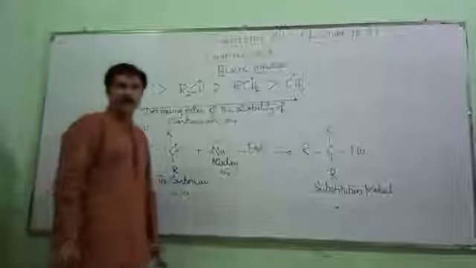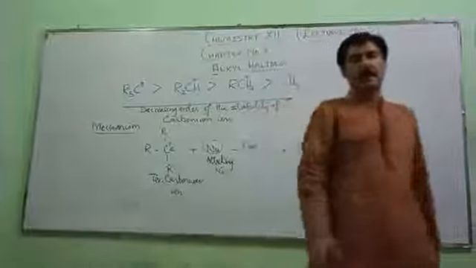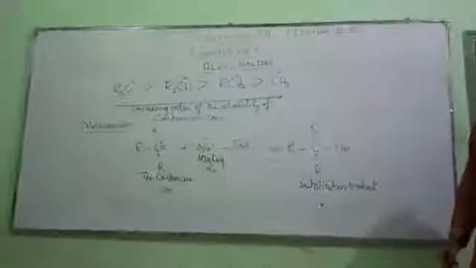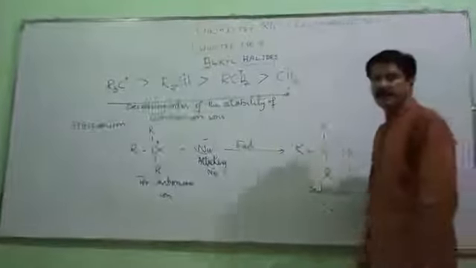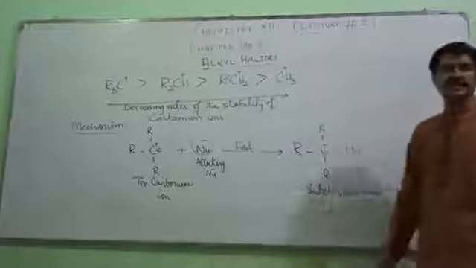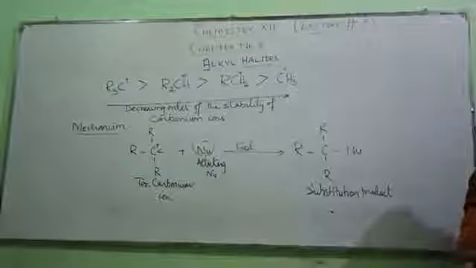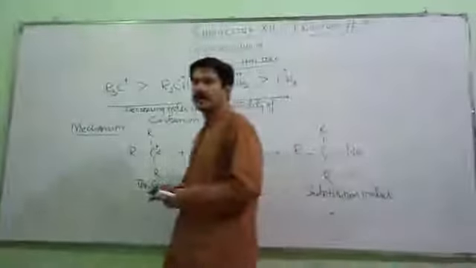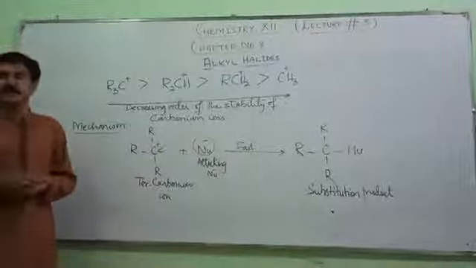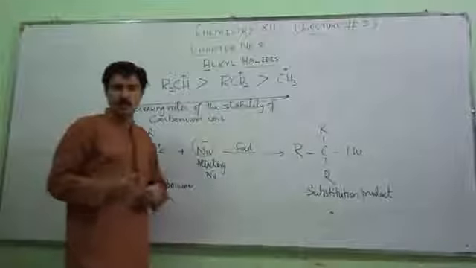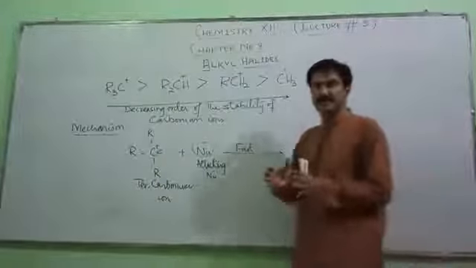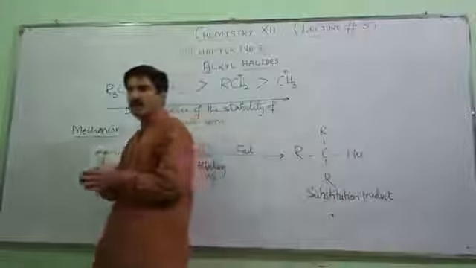Now, if we recall our whole topic, I told you that SN2 reactions take place in the primary alkyl halides, while SN1 reactions take place in the tertiary alkyl halides. Now, as far as the secondary alkyl halides are concerned, I am telling you that secondary alkyl halides can go through both types of mechanism, SN1 as well as SN2. Depends upon the nature of solvent used in the reaction.